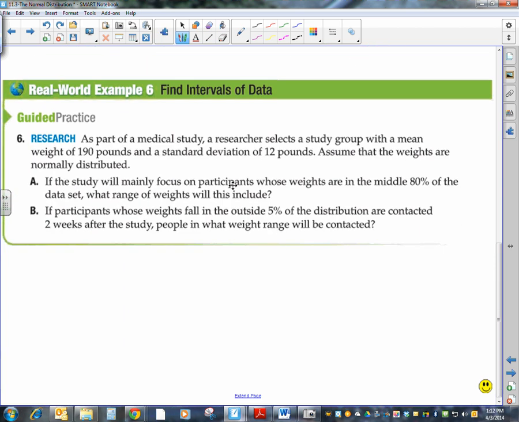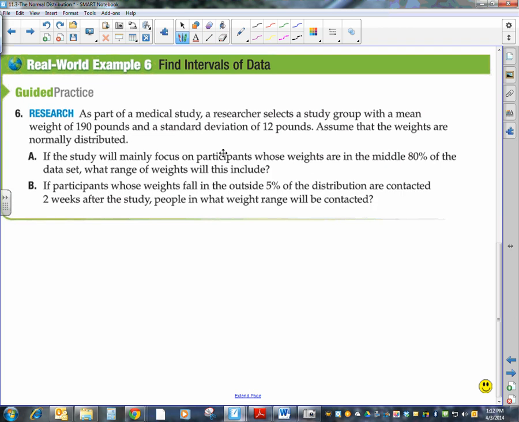As part of a medical study, a researcher selects a study group with a mean of 190 pounds and a standard deviation of 12 pounds. Assume the weights are normally distributed. If the study will mainly focus on participants whose weights are in the middle 80% of the data, what range of weights will this include? So, again, I like to sketch it so I have some idea of what's going on here.